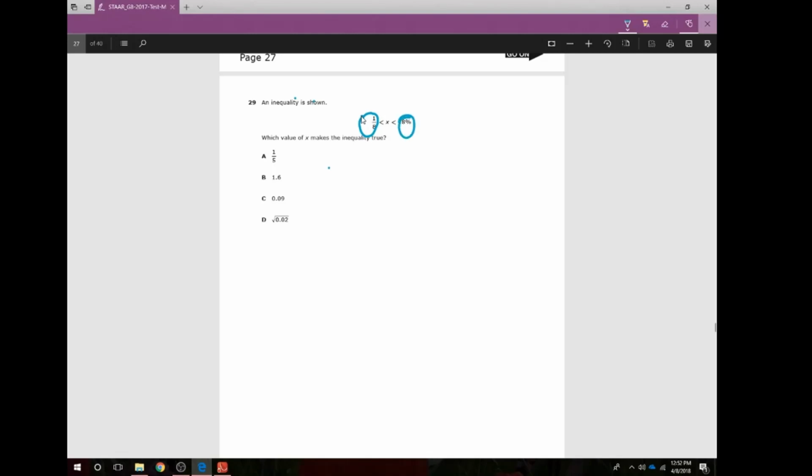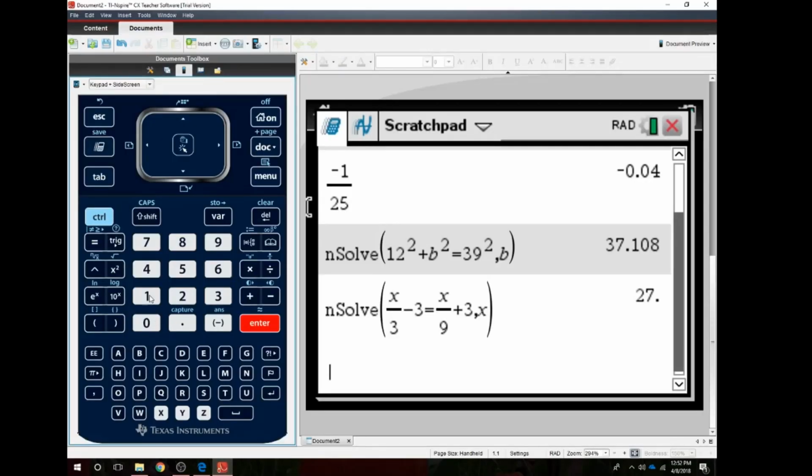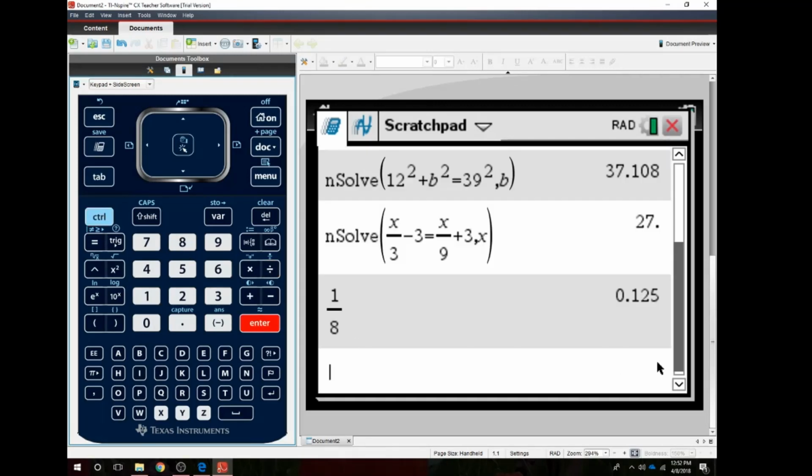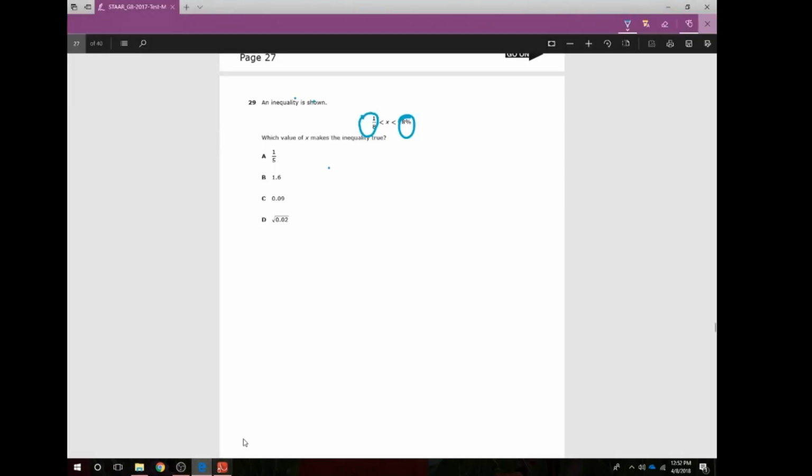So I go to my calculator. I want to convert these numbers to a decimal. To get 1/8, remember, every time we see a fraction, it means division. So 1 divided by 8, Control, Enter, gives me 1/8 as a decimal. It's right here, 0.125. So I'm going to write that down.